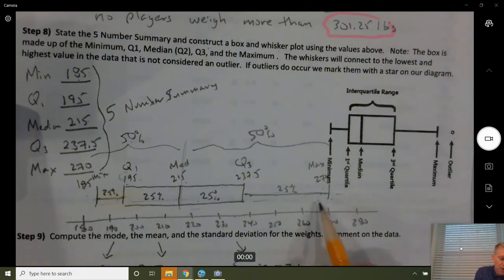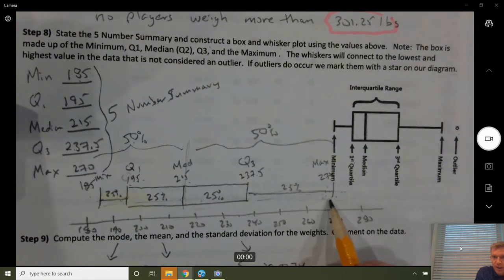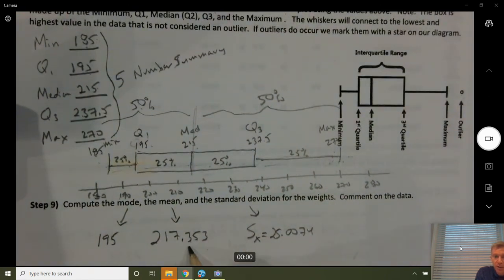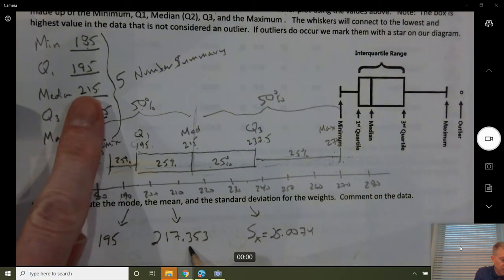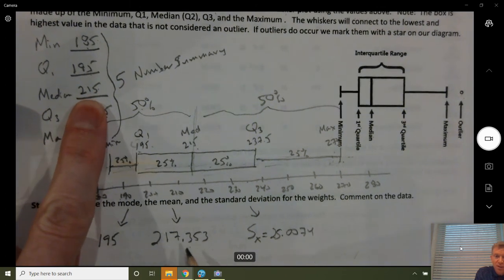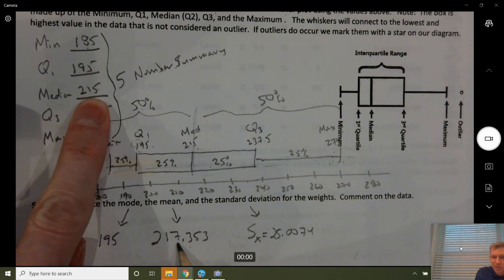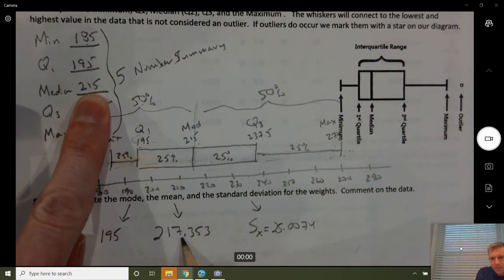But there are a couple weights that are a little bit further away, and those are going to pull your mean a little bit higher than the median. And we see that. The median was 215. The mean was 217. So it only pulled it a couple of pounds greater, which really is a sign that it's a little bit skewed to the right, but mainly it's approximately symmetric.